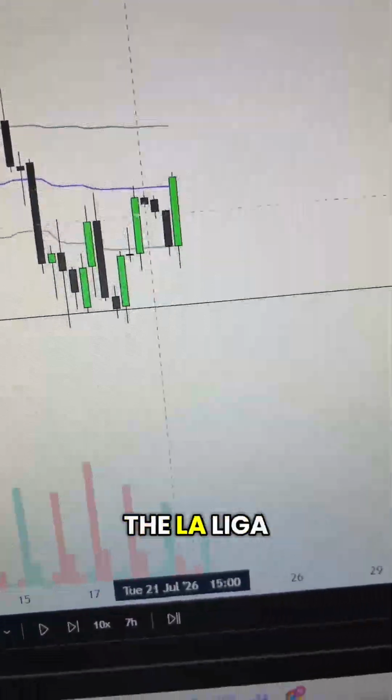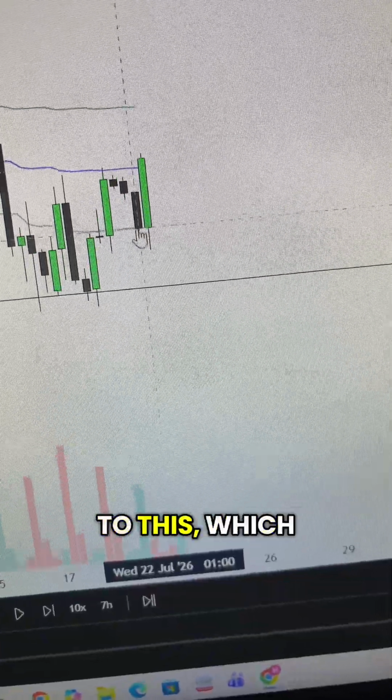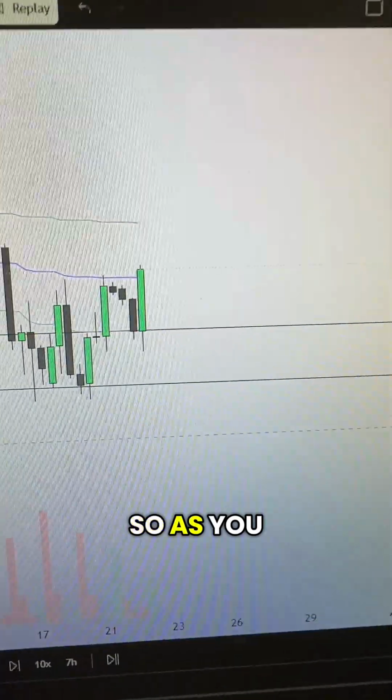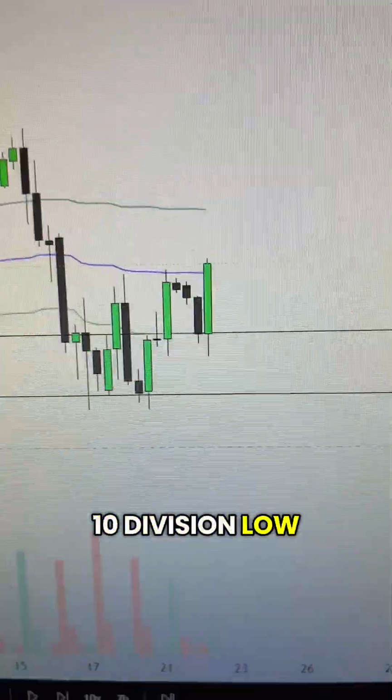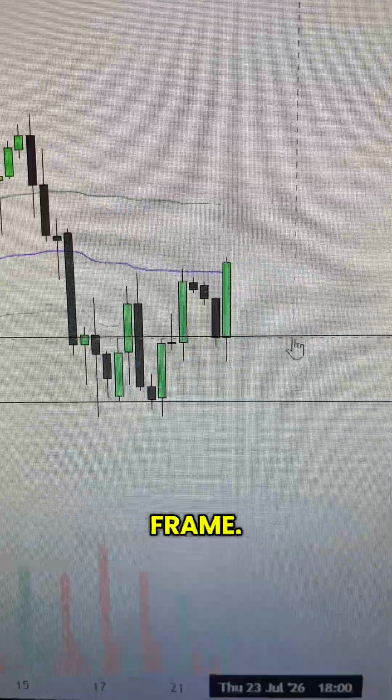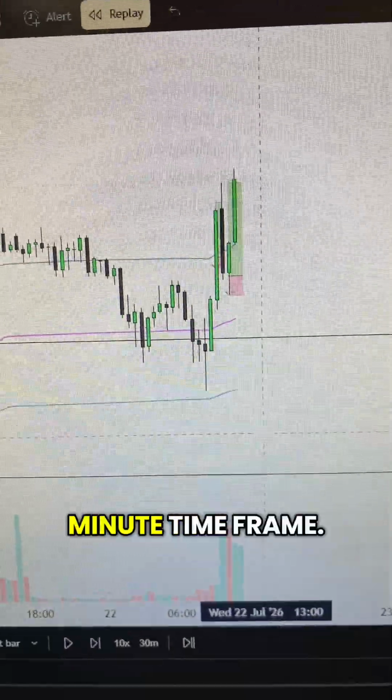And during the Asia and London, we came back to this, which is the first standard deviation low of the quarterly VWAP. So let me mark that. So as you can see, that's the quarterly first standard deviation low. So as long as that level holds, I will be bullish. So now I go to the 2-hour time frame. Actually, no, I go to the 30-minute time frame.